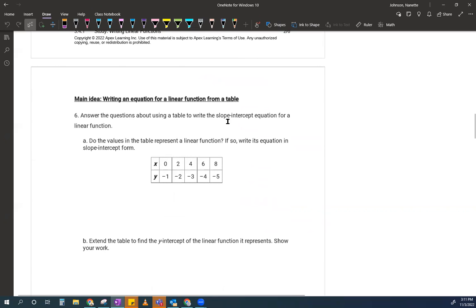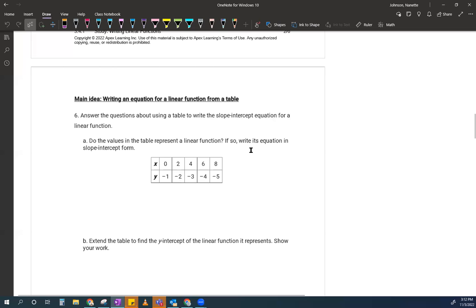So, and then they want you to answer the questions. So do the values in the table represent a linear function? If so, explain, and then if so, write the equation. So I'm looking at these and I'm noticing this does kind of look like a linear equation because look, it's going up by the same amount while this is going up by a consistent amount, right?